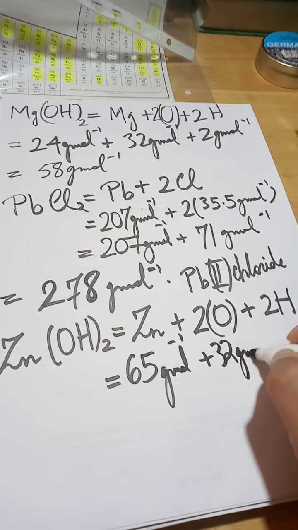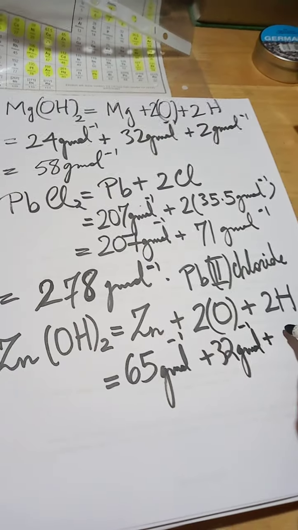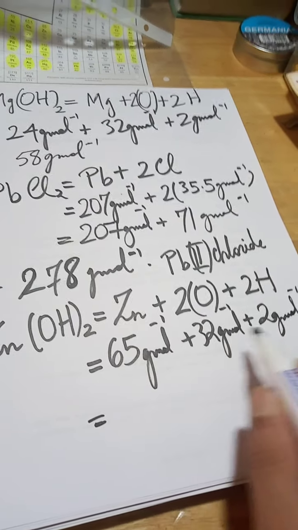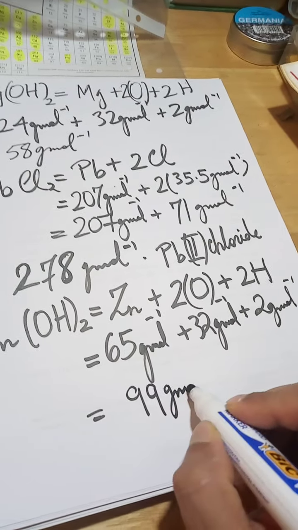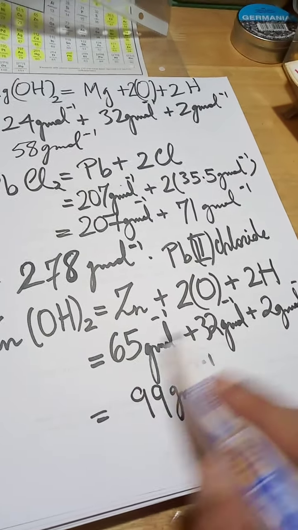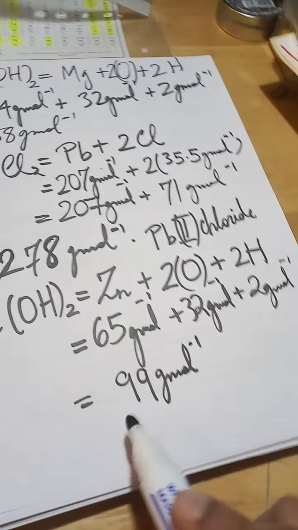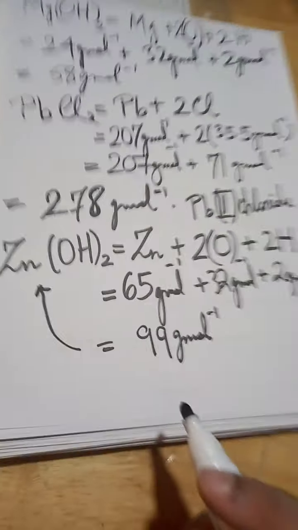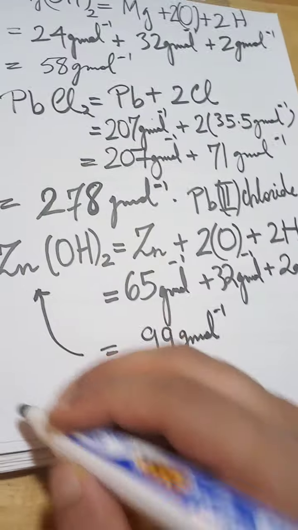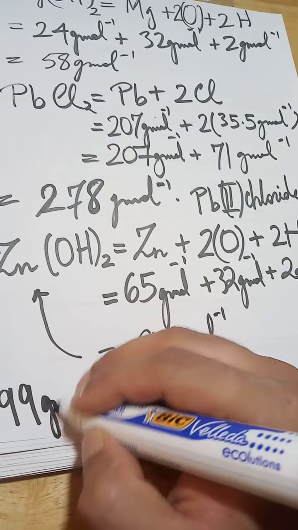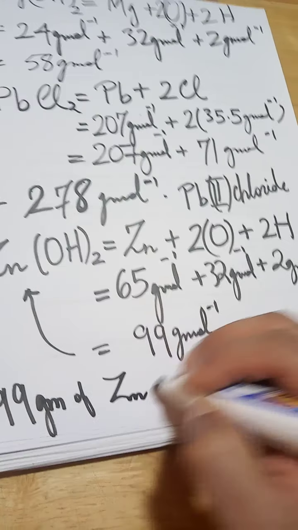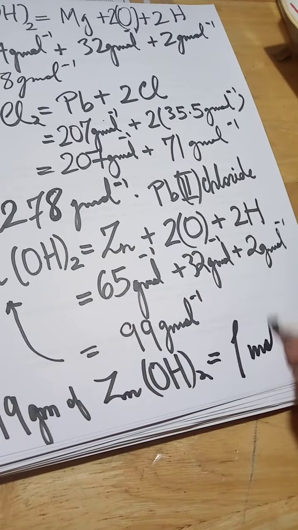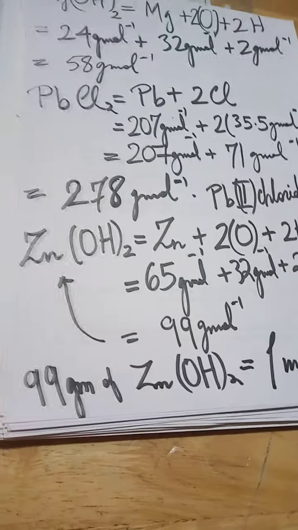32 grams per mole, and 2 grams per mole. That'll be 95, 97, 99. Wow, 99 grams per mole. So 65, that's 95, 97, 99. So that's 99 grams per mole of zinc hydroxide. That's very nice. So 99 grams of hydroxide equals 1 mole. There we go.